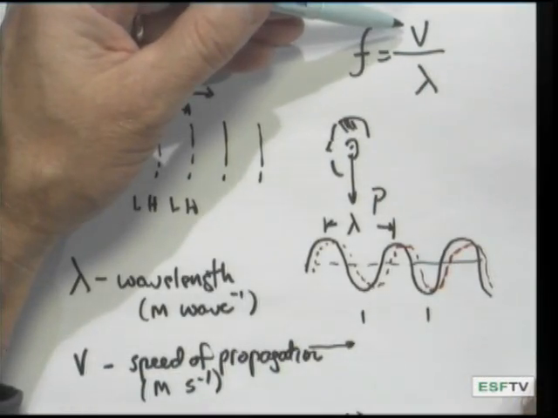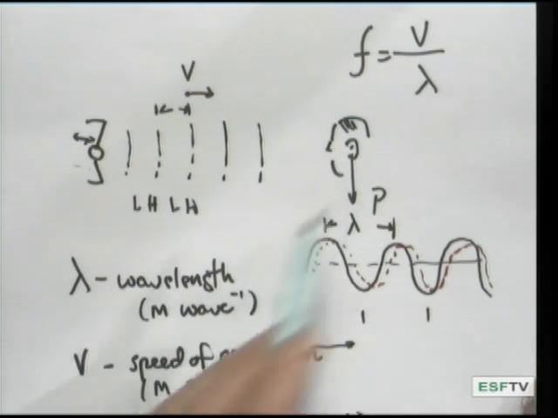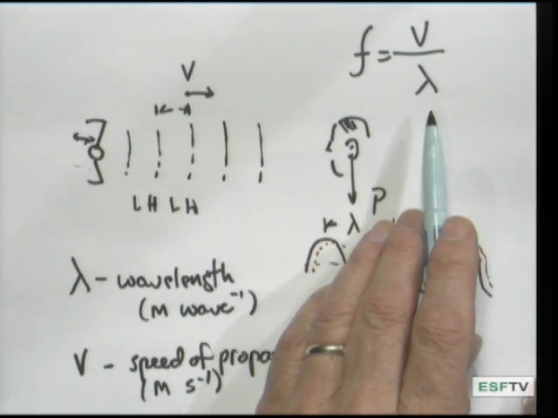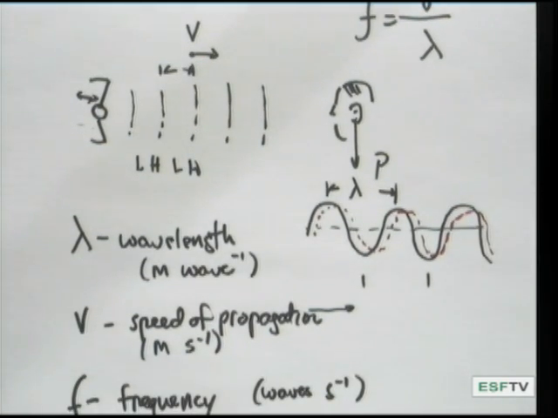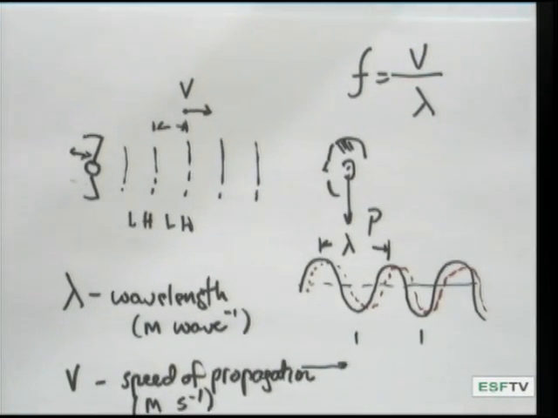V, for example, is meters per second. Wavelength is meters per wave. And if you work out the units, you'll see that the units come out to be waves per second for frequency, just as we said down here. Okay, so this is probably the fundamental relationship that describes how frequency, speed of propagation, and the wavelength are related to one another.